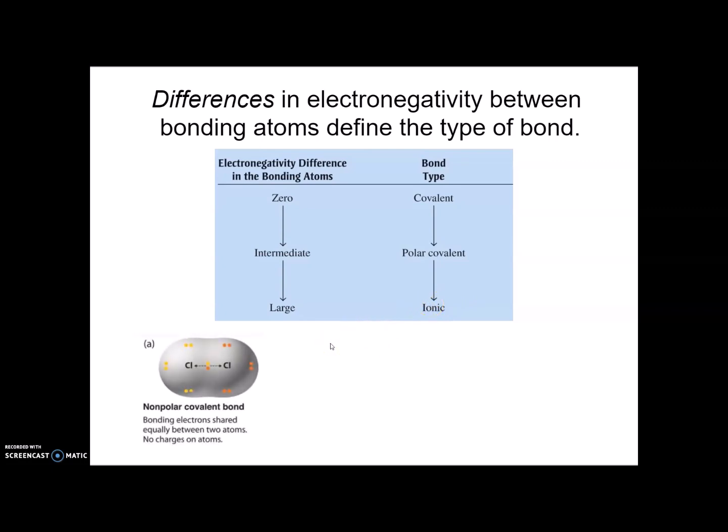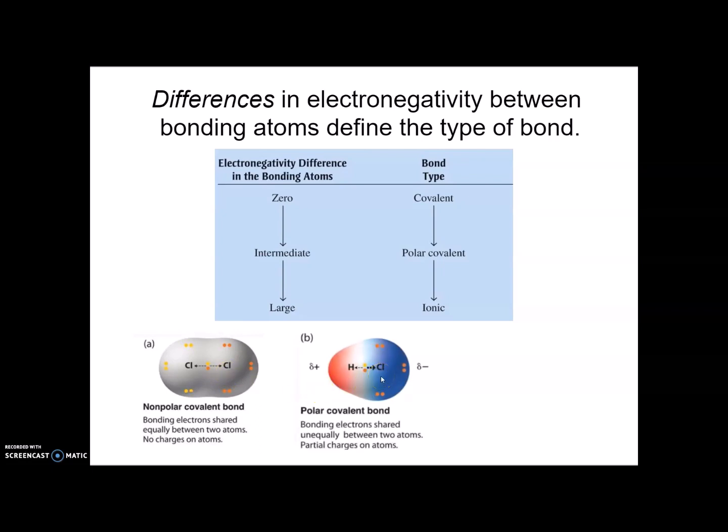Here's a nice way to visualize it. Let's say you have two bonding atoms which have the exact same electronegativity values. So the easiest way to picture this is if you have two atoms of the same type in a bond. So this is like a diatomic molecule. Two atoms of chlorine bonded together will completely equally share the electrons in the bond.